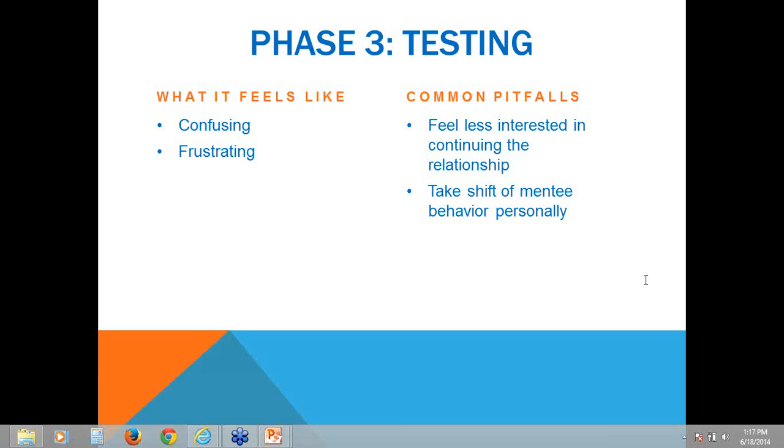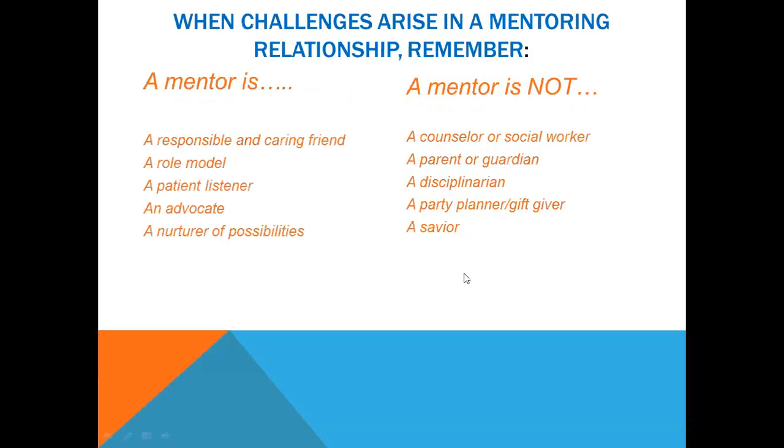Are there any comments about the phase 3, the testing period? Okay, I'm going to move on because we are going over our time here. Again, that transition piece we're not going to discuss here.